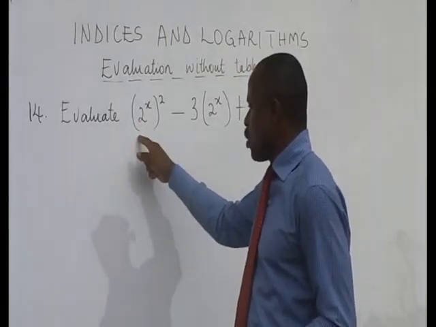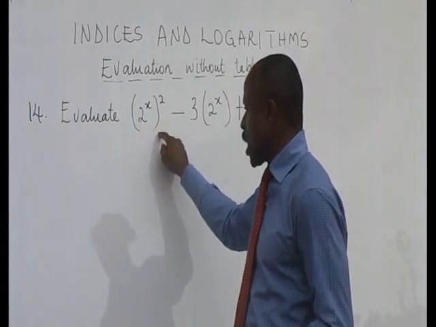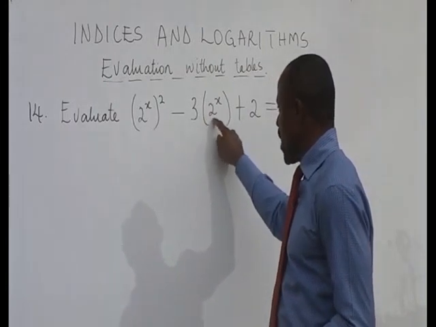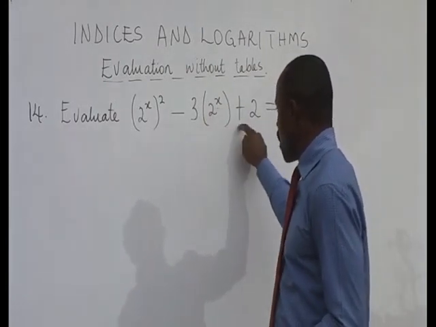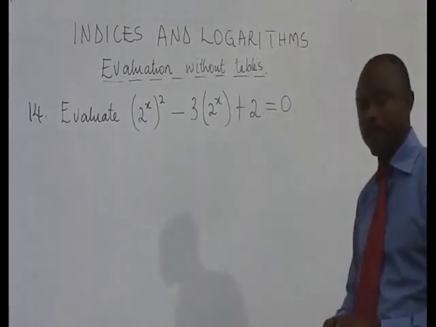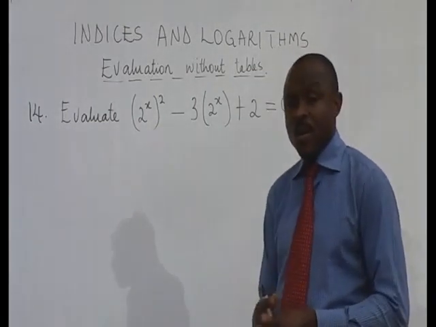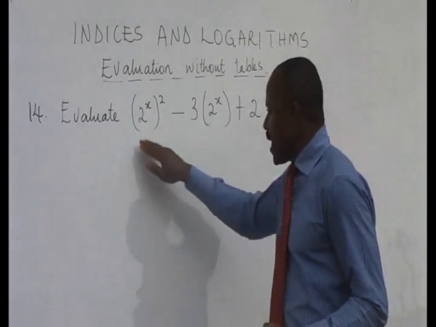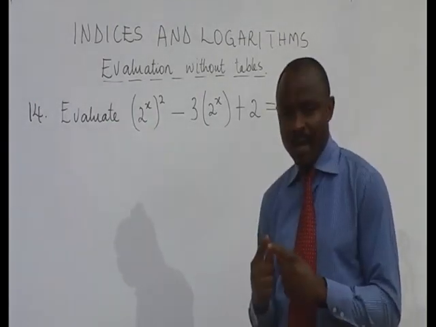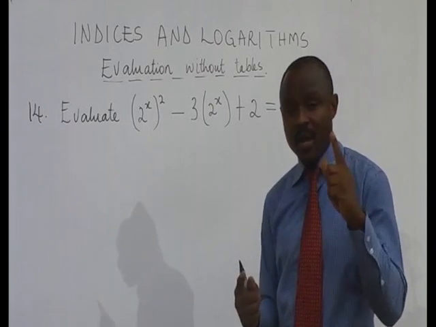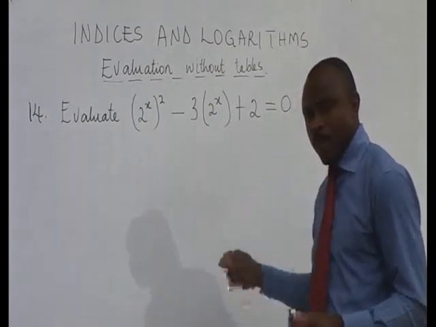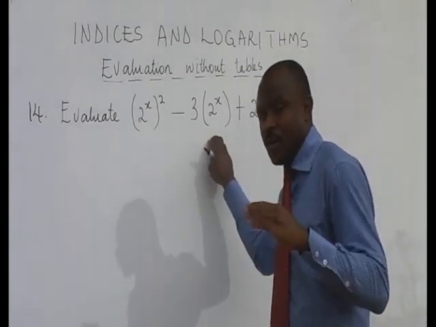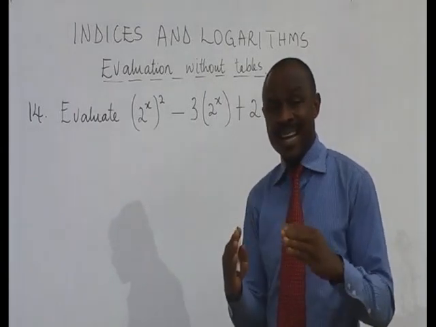Evaluate: (2 exponent x) squared minus 3 (2 exponent x) plus 2 is equal to 0. This is the type of question you get in your external examinations. The truth is that for this expression, there is no formula obtainable anywhere to decode it. What you do is try to shift it from its nature to the nature of an expression that has a formula.